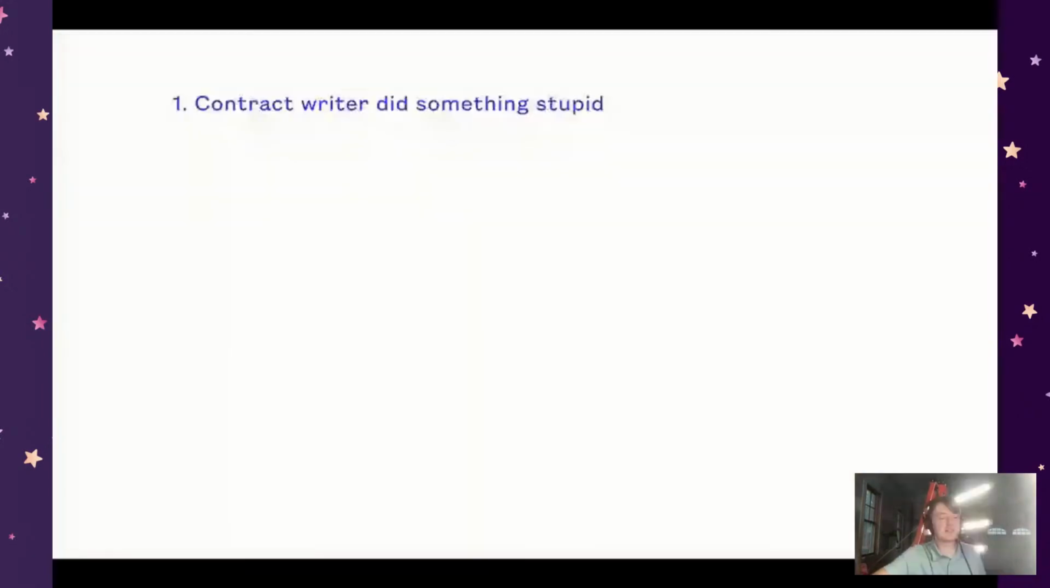So bugs in smart contracts usually have one of three causes. The first is the contract writer did something stupid. Sometimes this is as simple as leaving off an authentication check, so that anybody can set themselves as the governor, or writing your authentication check badly. The second one is a typical common vulnerability. Now this last one was a really advanced use of a typical common reentrancy vulnerability, but the patterns are there. It's easy to spot.